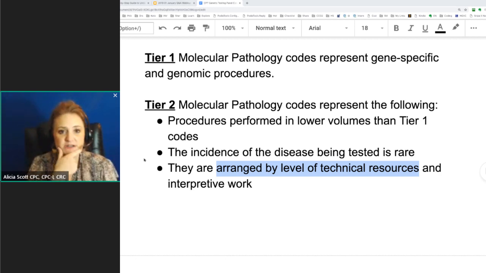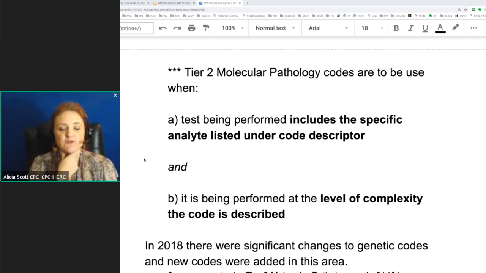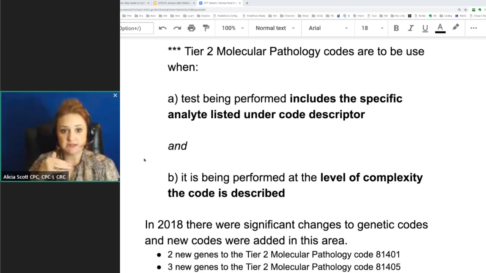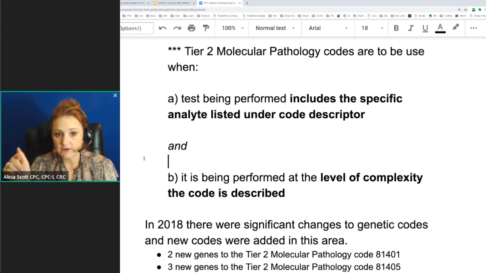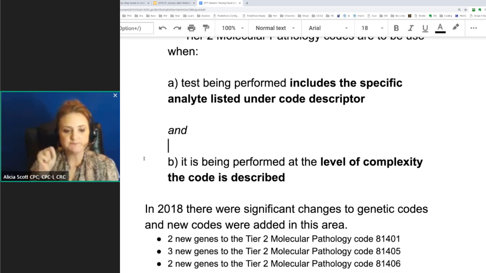So let's scroll down just a little bit and let's look at more information. Now we understand what they meant about the tier 1 and the tier 2. Note though that tier 2 pathology codes are used when, and this is what makes them used more, first, testing being performed includes the specific analyte listed under the code descriptor, and it's being performed at the level of complexity the code is described. Okay, you got to be aware of that.